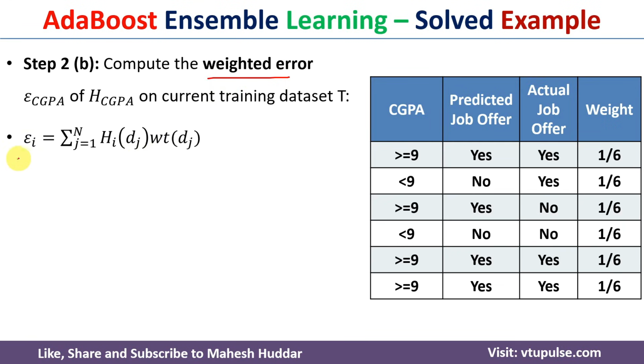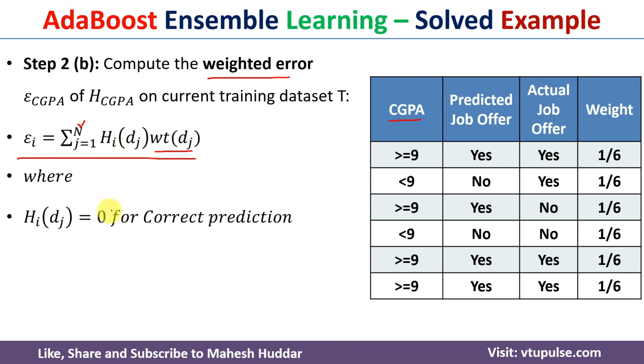To calculate the weighted error, we use this equation: error_i, where i is the attribute under consideration, in this case CGPA. Error_i is equal to the summation of j equal to 1 to n, where j indexes the data sample under consideration and n is the total number of examples, that is 6 here, of h_i(x_j) times d_j, that is the hypothesis for the jth example multiplied by the weight for the jth example. The hypothesis for the jth example is 0 if it is correctly predicted and 1 for a wrong prediction.